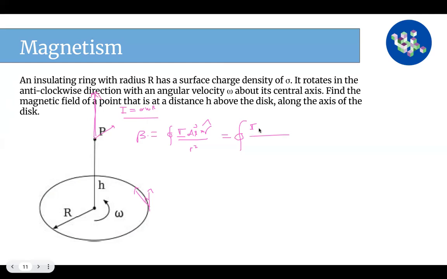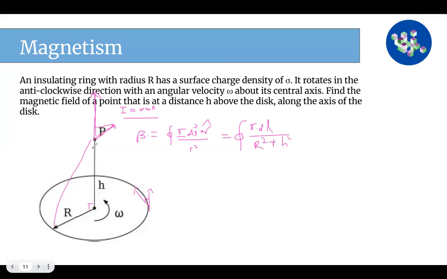So it'll just be I dl divided by your r squared. What's your r squared? Well, if this is h and this is big R, then you use your Pythagorean theorem because it's the right triangle. r squared would be big R squared plus h squared. But remember, I want to project what I got for the magnetic field onto the z direction.